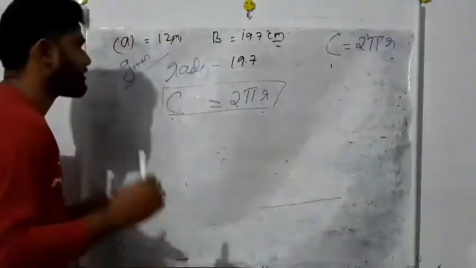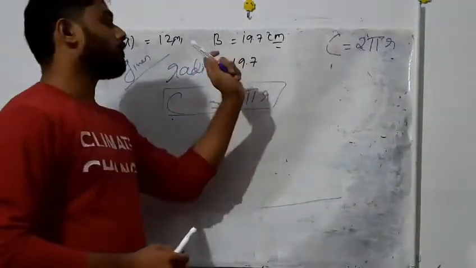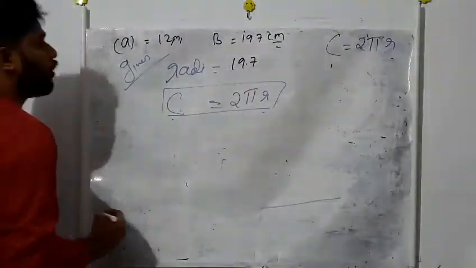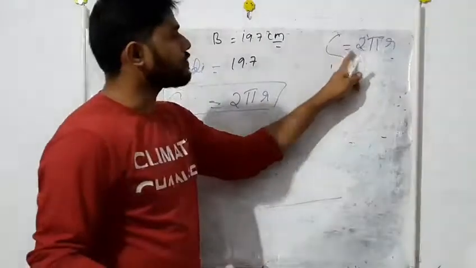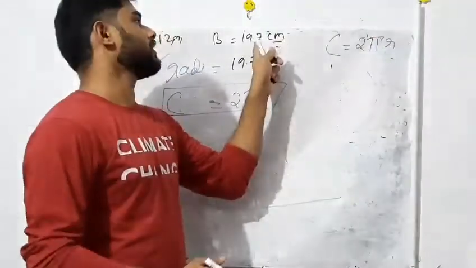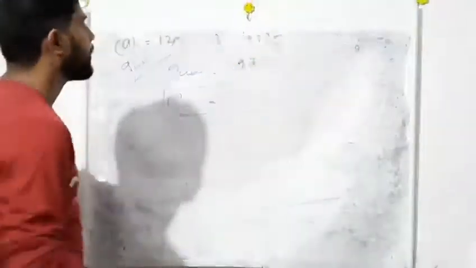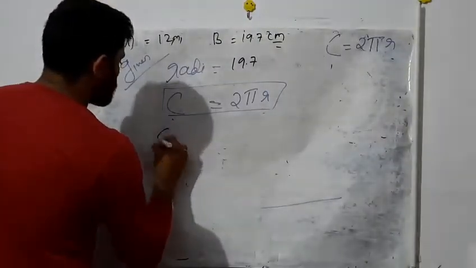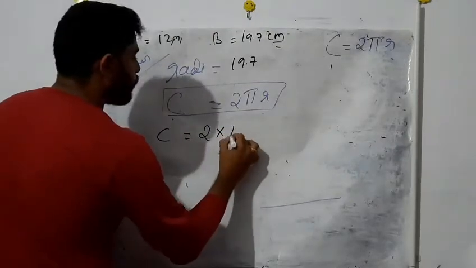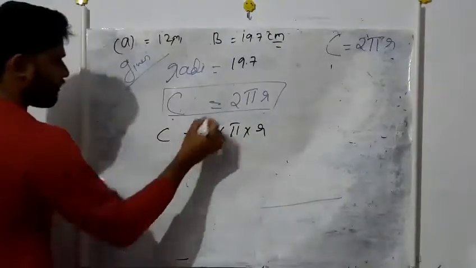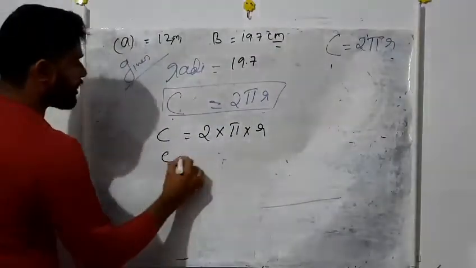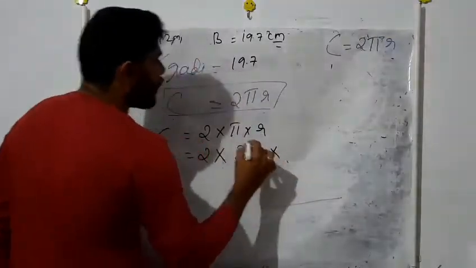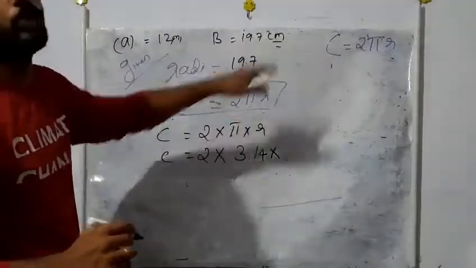Now the second question, that means B, radius is 19.7 centimeter. Here, which equation can we apply? The same equation. Circumference is equal to 2 into pi into r. R is given in this question. So here, I am rewriting the equation: circumference is equal to 2 into pi value, we can take 3.14, into r value. What is the r value?